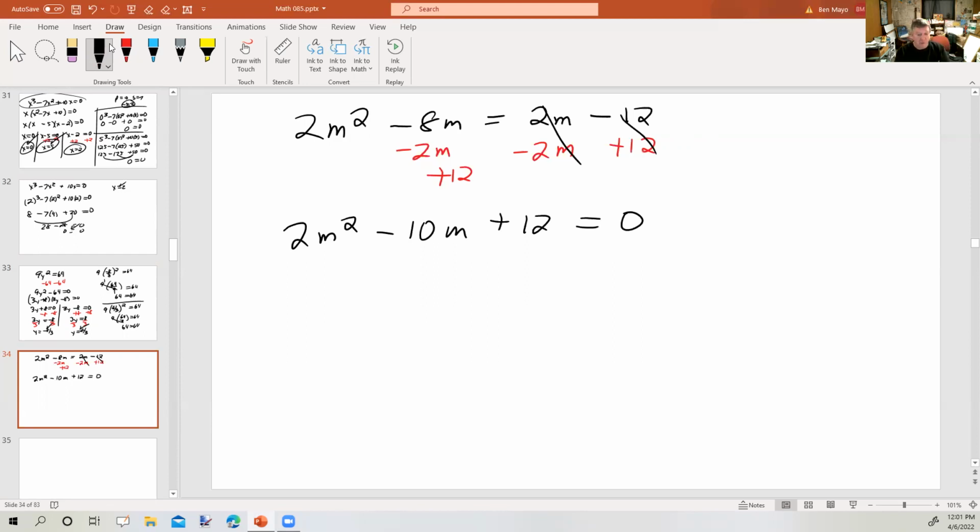So now my second degree equation is in standard form. I'm going to factor the left-hand side. Well, there's a greatest common factor of 2, so I'll take that out.